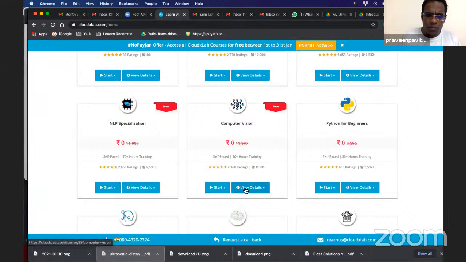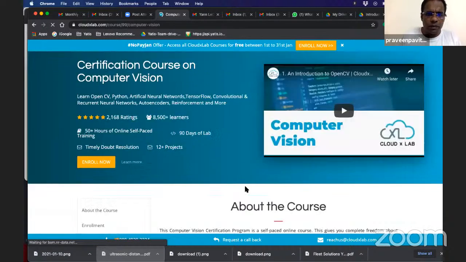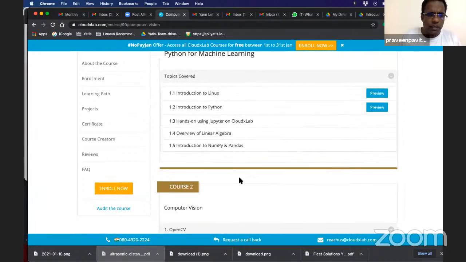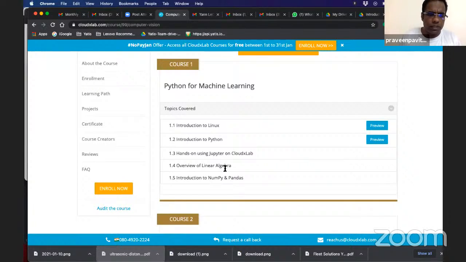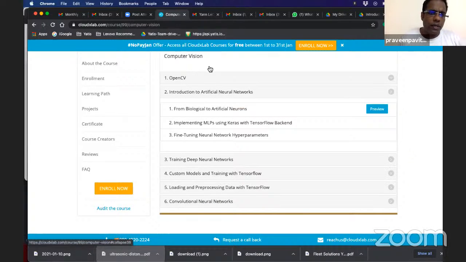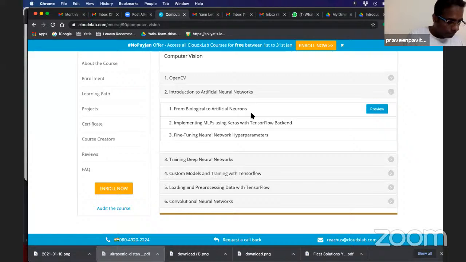So the course called Computer Vision. The self-paced course is available for free, and you can just start with that. It also includes components of Unix and Linux and Python in case you're not comfortable with it, or you can directly jump to the computer vision component, which would first cover OpenCV and then deep neural networks and how to use deep neural networks to solve computer vision. And then we also have a lot of projects for you to really apply your skills on.